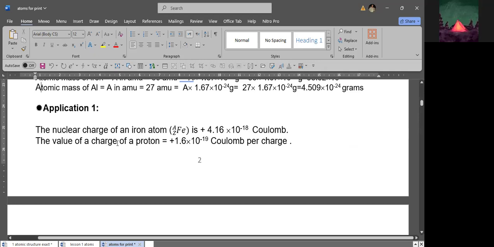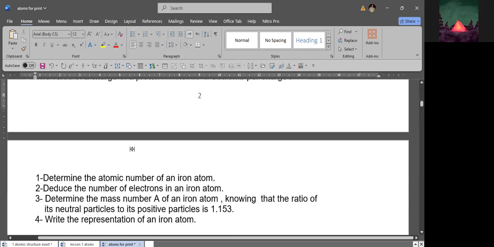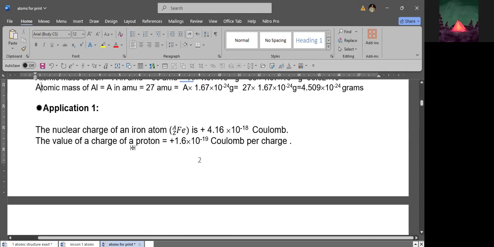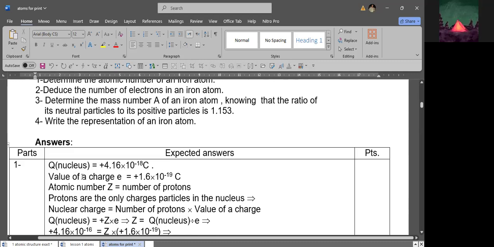Application 1. Let's look at application 1 briefly. The nuclear charge of an iron atom is plus 4.16 times 10 to the power minus 18 coulomb. The value of a charge of a proton is plus 1.6 times 10 to the power minus 19 coulomb, like we took last year in ninth grade, plus 1 charge. Determine the atomic number of iron. We have a rule: the charge of the nucleus equals plus Z times E.